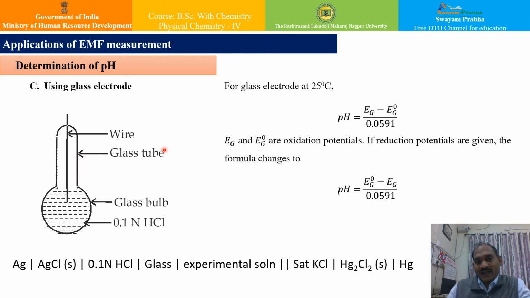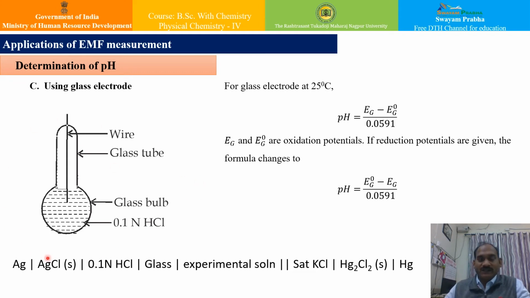It consists of a glass tube and a thin glass bulb, and this bulb is filled with 0.1 normal HCl, and a silver or platinum wire is dipped into it, and the bulb is immersed in the experimental solution. Now what is happening when the bulb is immersed into the solution? Due to the difference in concentration on either side of the glass bulb, some potential develops on the glass membrane, and this potential depends on the concentration of H plus ions in the solution. And since I can find out the H plus ion concentration, I can find out the pH of the solution.